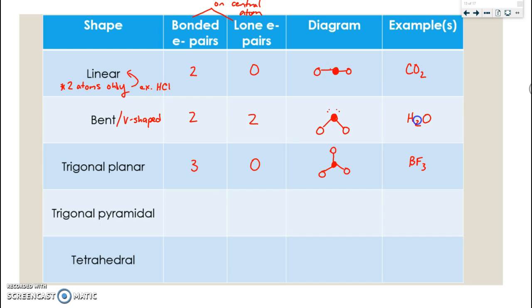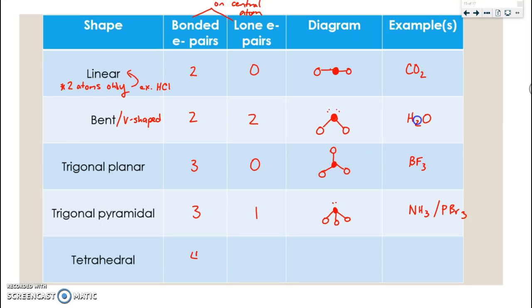The fourth shape is trigonal pyramidal. Three things bonded, one lone pair, and it looks kind of like this. It's like a tripod. And then it has a lone pair on top. Ammonia is a good example of this. Okay. Or from our previous slide, the PBr3 was a good example as well.